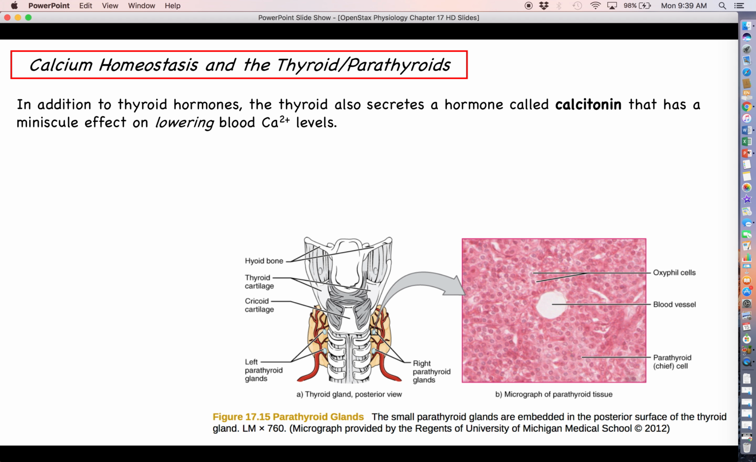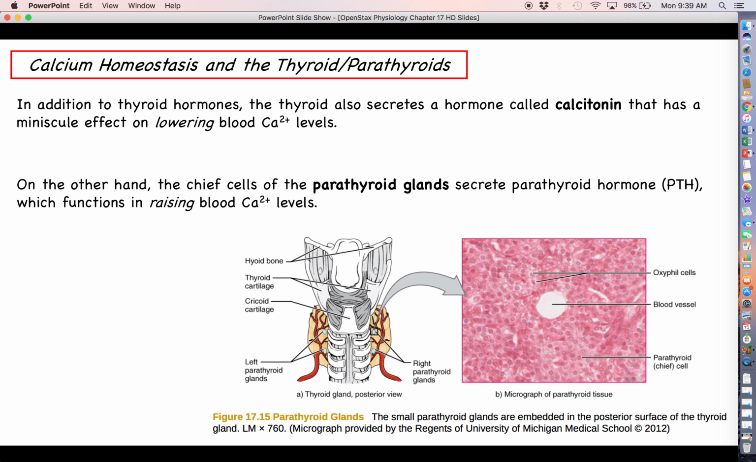Okay, so that pretty much does it for the thyroid and thyroid hormones, but in addition to the thyroid hormones, the thyroid will also secrete an unrelated hormone called calcitonin. Calcitonin has nothing to do with the sorts of things that thyroid hormone does. What it does do is it has effects on calcium homeostasis. Calcitonin has the somewhat minor effect of lowering the level of calcium in the blood when it gets too high.